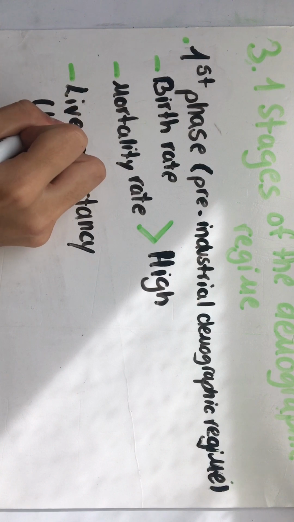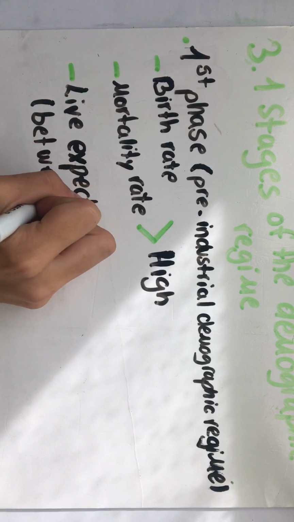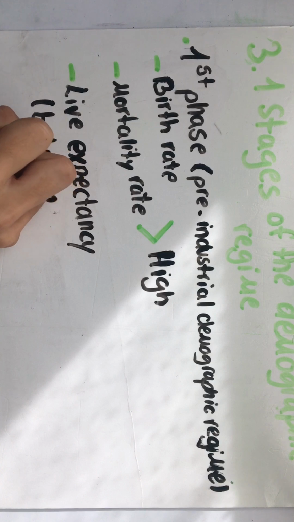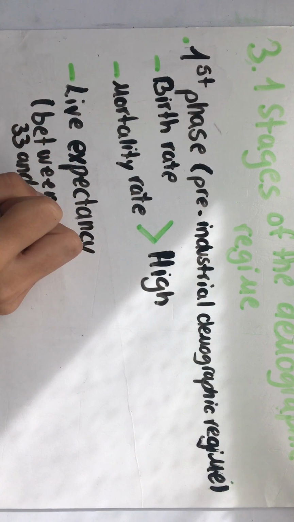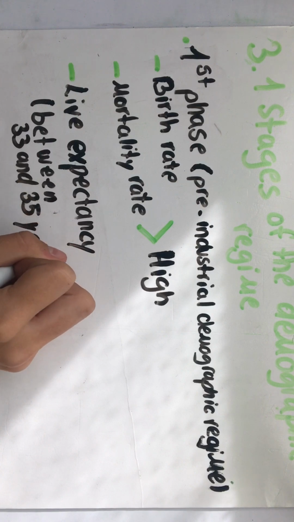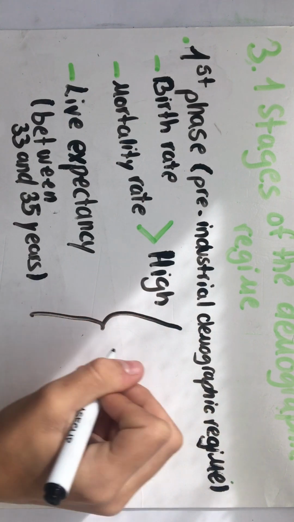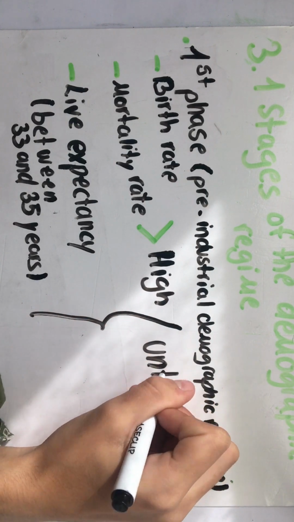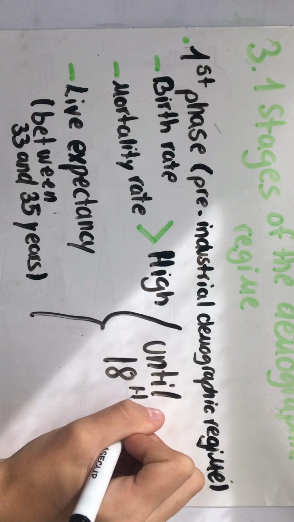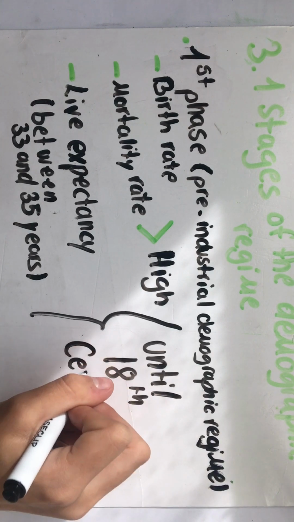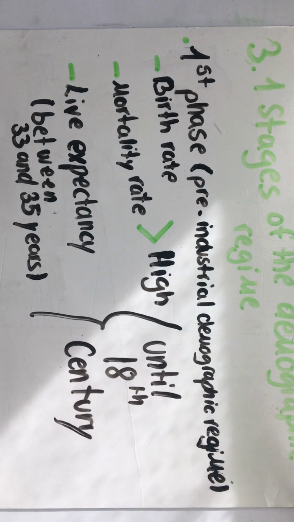3.1 Stages of the demographic transition theory. First phase, pre-industrial demographic regime. The birth rate is high and the mortality rate is also elevated. Then life expectancy is low, between 33 and 35 years old. As a result, the rate of natural increase of the population is low. Up until the 18th century, the Industrial Revolution, all countries on earth were in this situation.